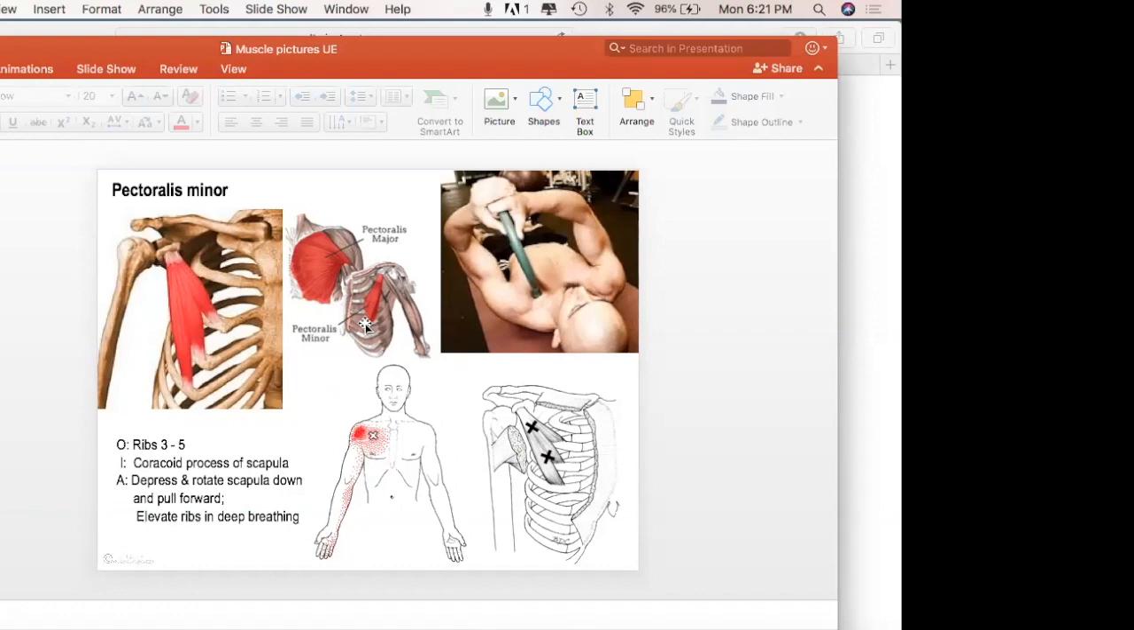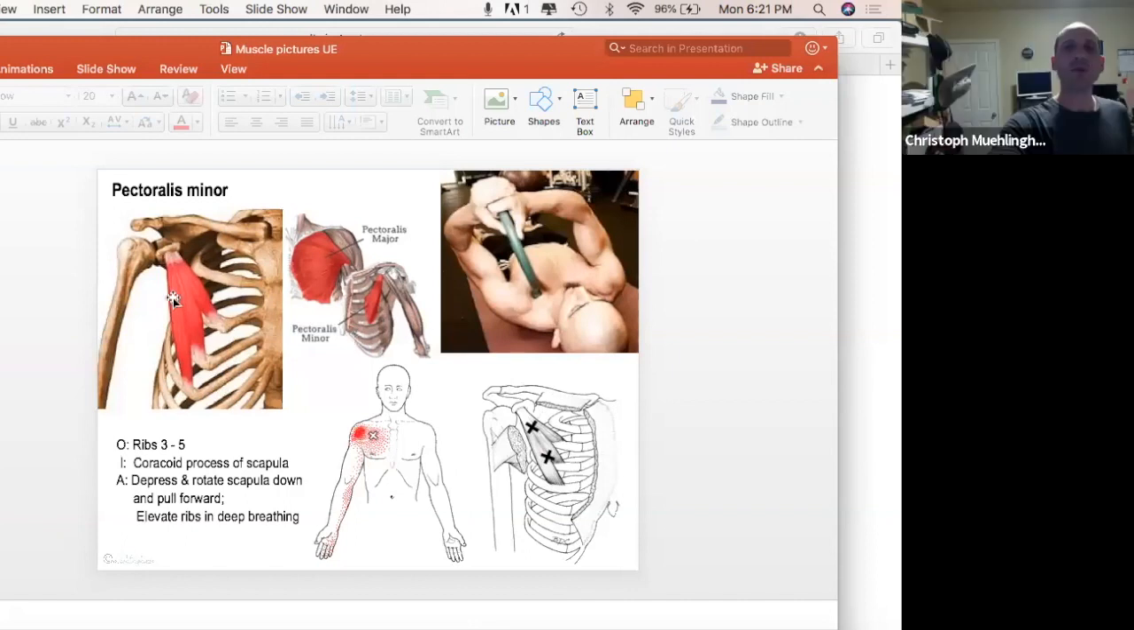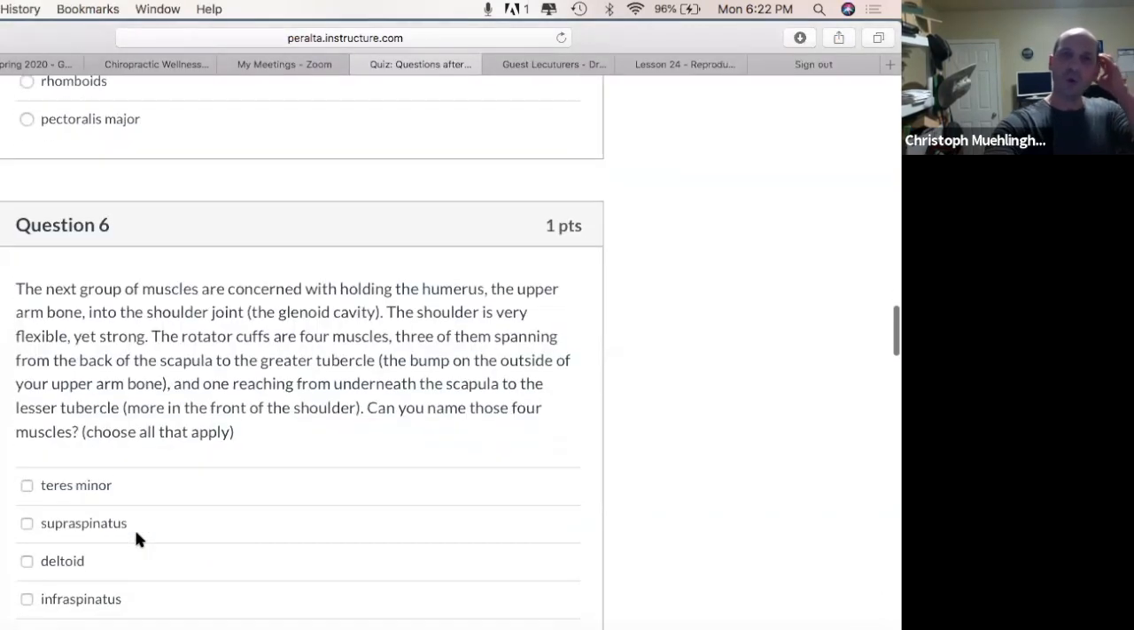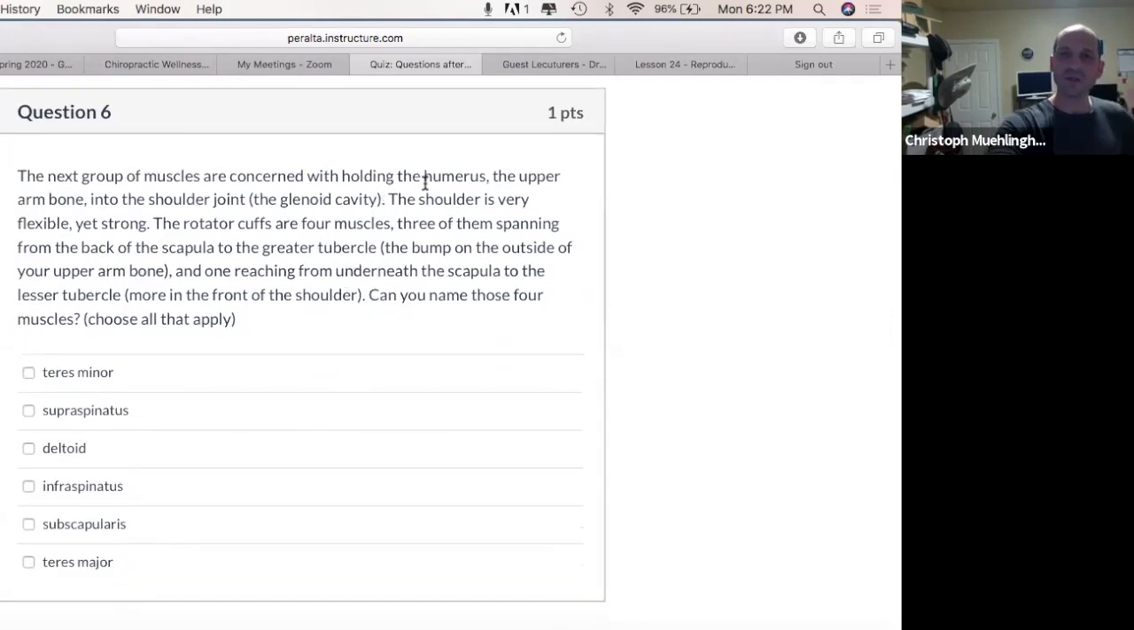Good. So we have now pretty much covered the muscles that anchor the shoulder blade, the scapula, into the chest and into the neck. We have some in the back, we have one that comes underneath around the chest, and then we got one here in the front. And now we can go to the next set of muscles, which will be the ones that hold the arm bone, the humerus, into the shoulder joint, which is the glenoid cavity. When we say glenoid cavity, we mean the part of the shoulder blade that the head of the humerus goes into.